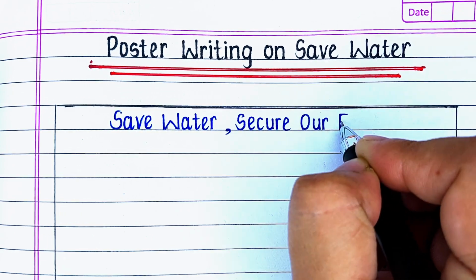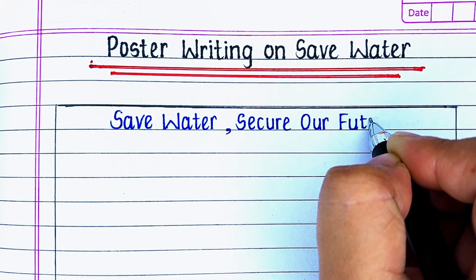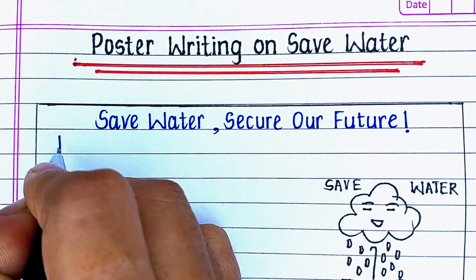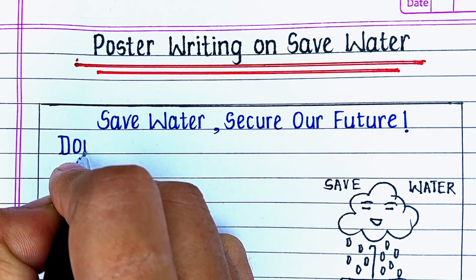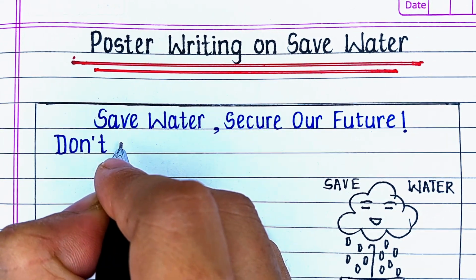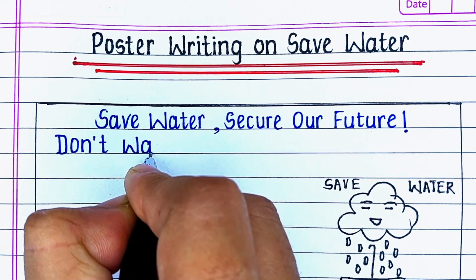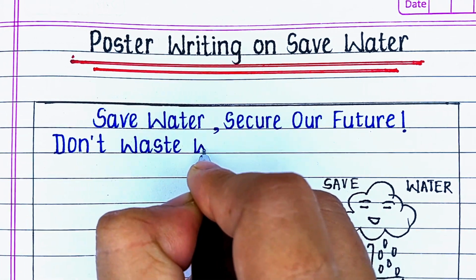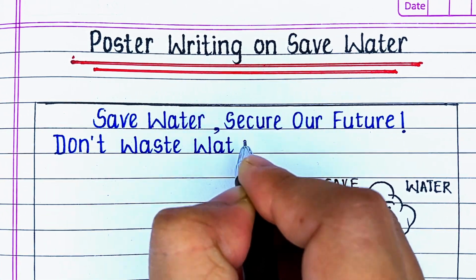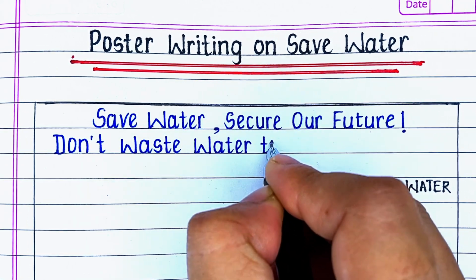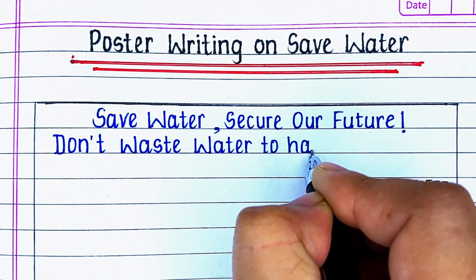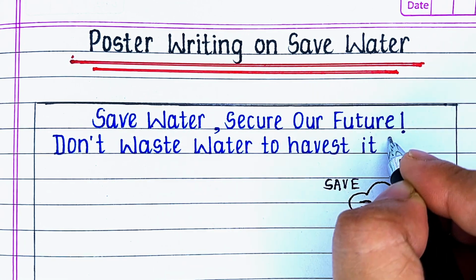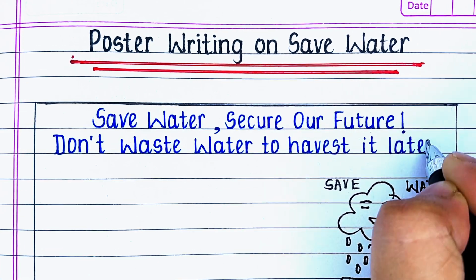Firstly, start with a catchy tagline. Here, for example, I am writing Save water, secure our future. In the next line, write an eye-catchy slogan with an effective meaning. Here, for example, I am writing, don't waste water to harvest it later.